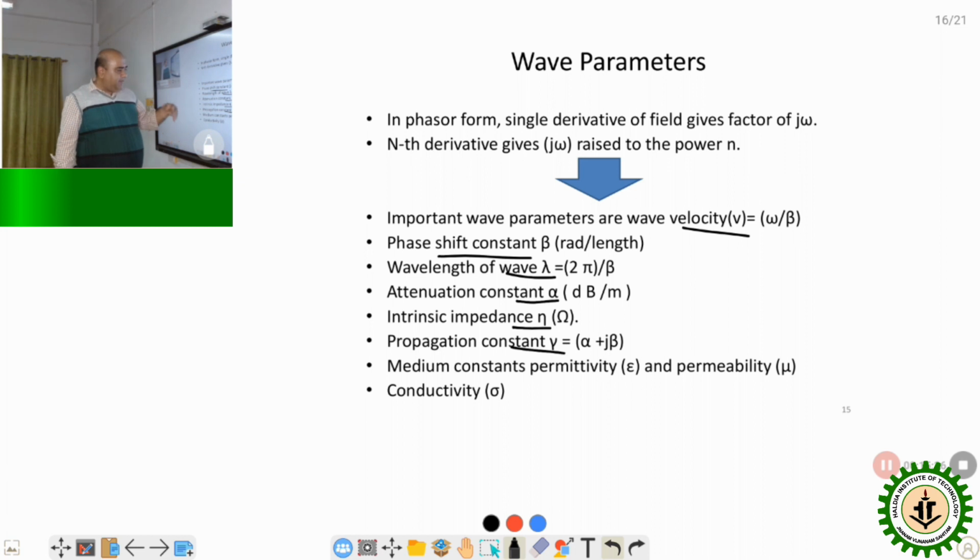Apart from them, we have some medium constants like the permittivity, denoted by epsilon, the permeability mu, and the medium conductivity. If you consider free space, the medium constant epsilon is equal to epsilon naught. Similarly, the permeability mu is equal to mu naught. So what is the concept of the wave? What are the important equations that govern the formation of waves? What are the important wave parameters? These have been focused.